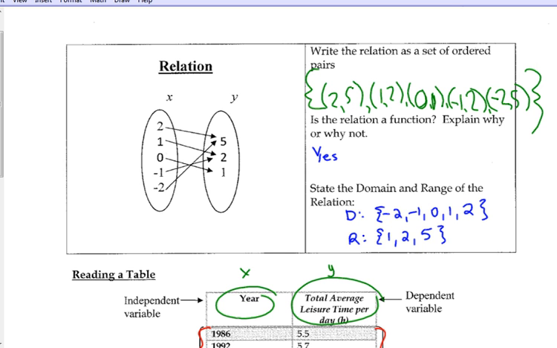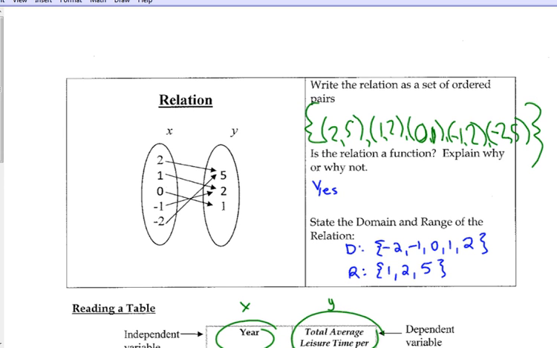Does 0 have only one output? Yes. Does negative 1 have only one output? Yes. Does negative 2 have only one output? So each input should have only one output. It doesn't matter if they share the same range value. We just can't have more than one range value for a domain value. Okay, so each input should have only one output. So in a mapping diagram, if you have a situation like this, one x having 3 different outputs, that is not a function.